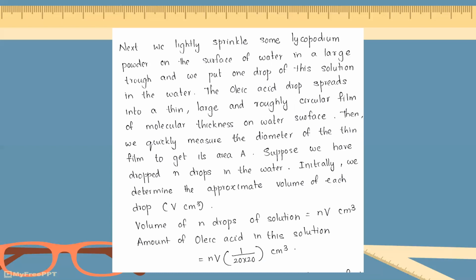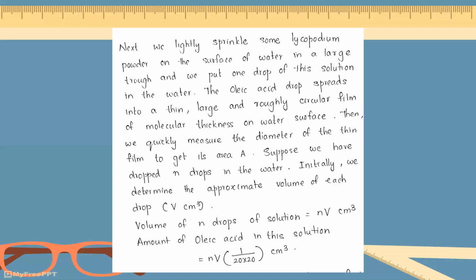The water is there in a trough. On that, we have sprinkled some lycopodium powder, and we have put one drop of this solution, which we have made with oleic acid and alcohol. That drop spreads into a thin, large, roughly circular film. The thickness of that film will be equal to the size of a molecule.